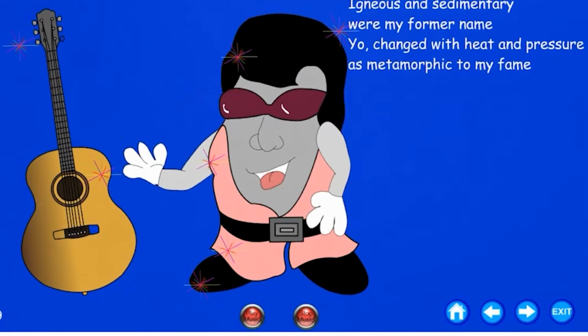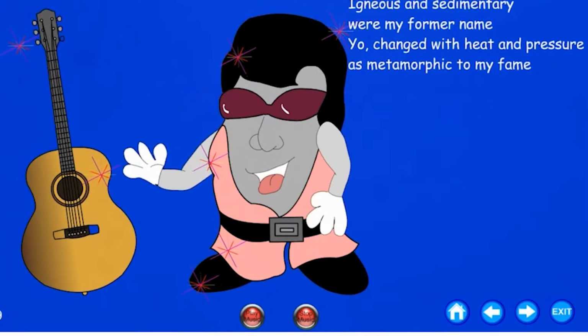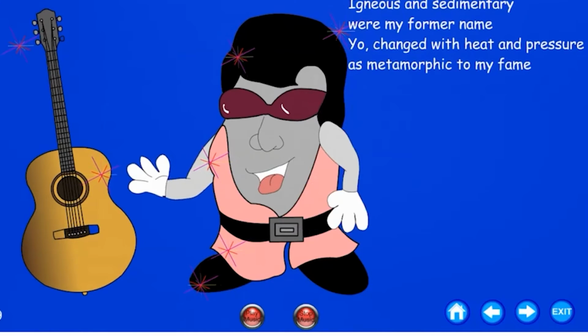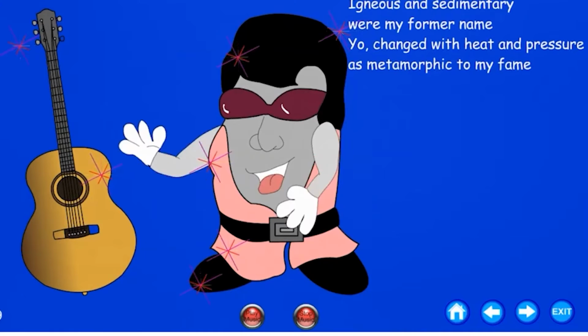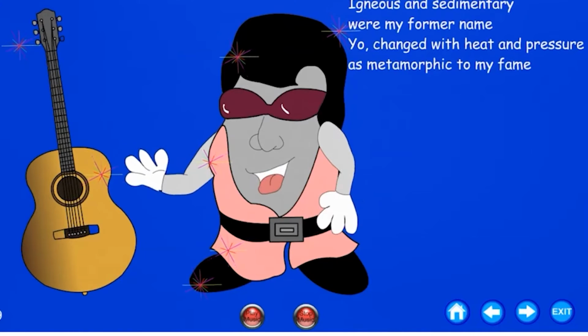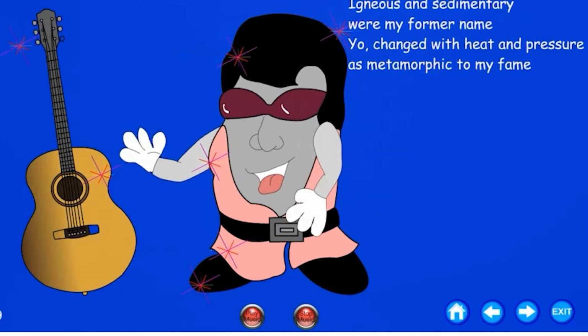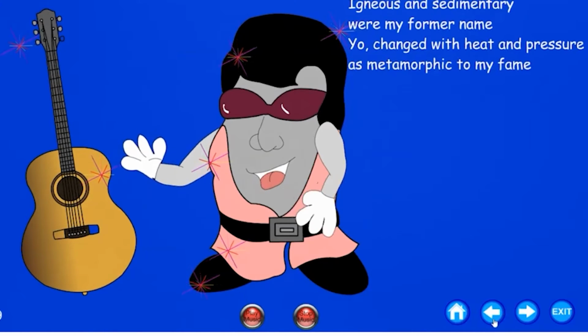On this frame here, Ricky has metamorphosed into a rock star, or Elvis Presley. Rock and roll got its name from rocks, and so this is a way in which you can remember the different kinds of rocks: remember that Elvis Presley was a metamorphic rock. He liked to glitter and shine.